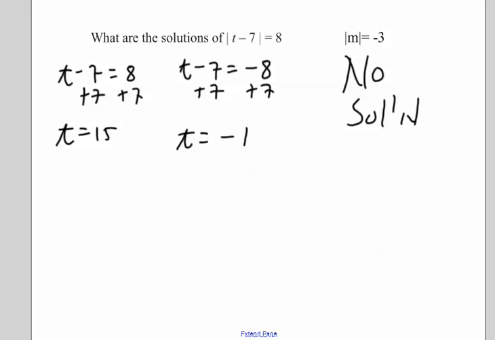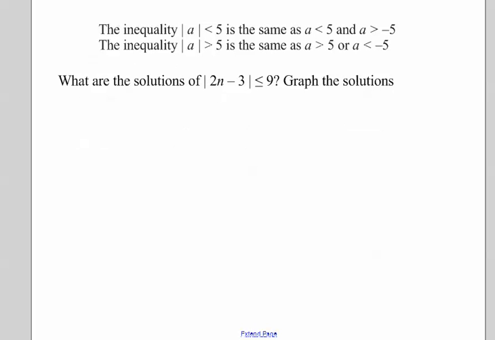Okay, this is the second page of your guided notes. On absolute value inequalities, you have two things you have to look at. When you have the absolute value of something is less than 5, that's your compound inequality "and", and when you have your absolute value is greater than 5, that is your compound inequality "or". So let's take a look at this example.